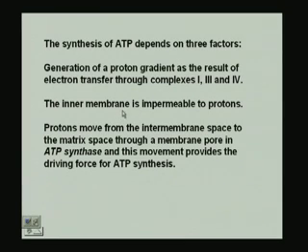So, essentially since we need the protons for ATP synthesis, they have to be pumped from the matrix of the mitochondria to the intermembrane space, and then this movement back is possible only through the pore that is present in the protein ATP synthase. We will look at the structure of ATP synthase also, and this will provide the driving force for ATP synthesis.